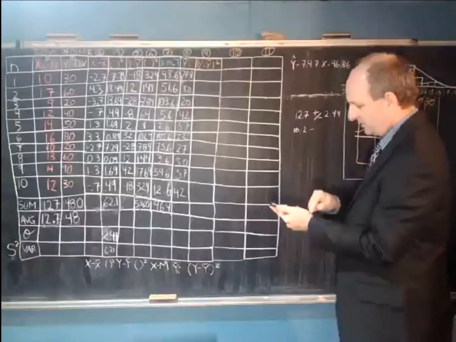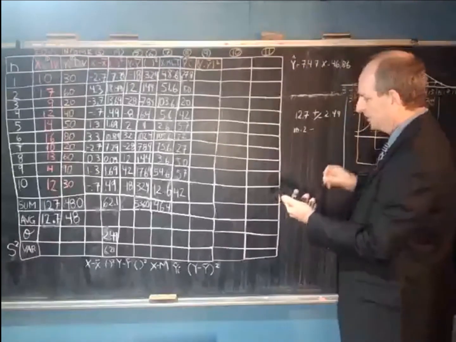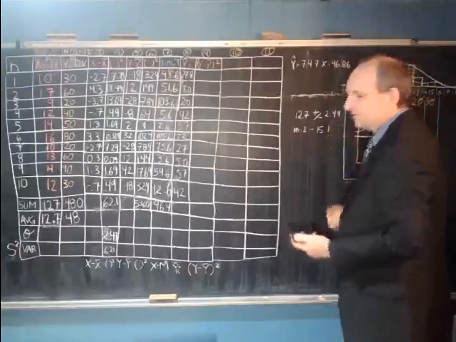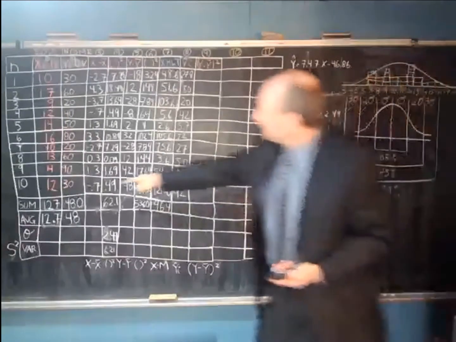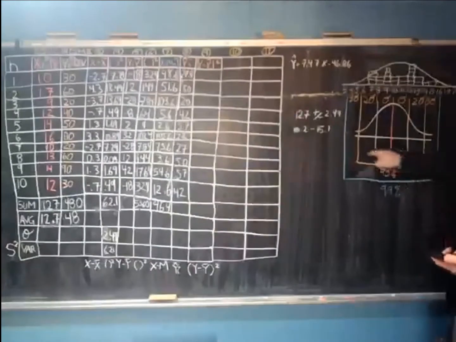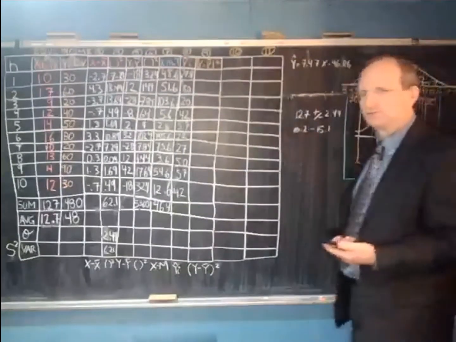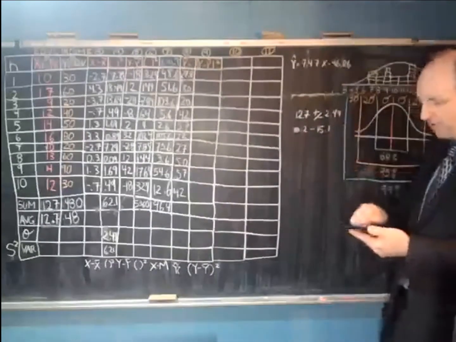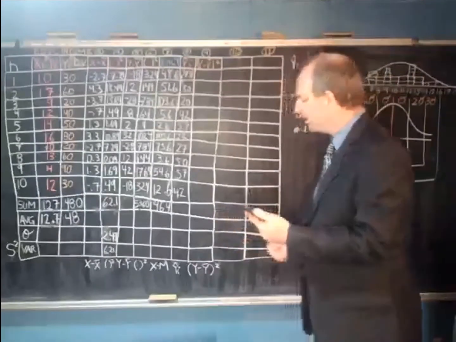12.7 plus 2.49 is equal to 15.1. So 68% of people on this list and in the general population will be in school between 10.2 and 15.1 years. And we can extend this to 2 standard deviations. All we have to do is multiply 2.49 by 2. 2.49 times 2 is equal to 4.98.